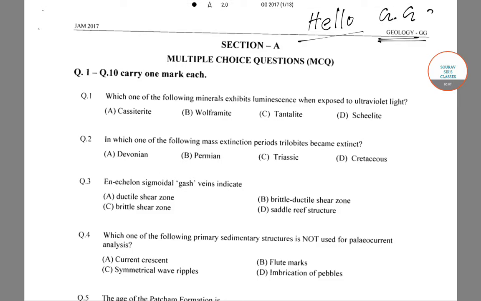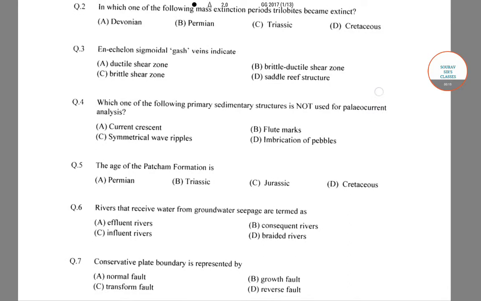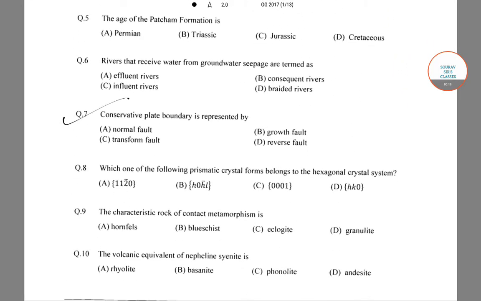And today we are discussing the JAM Geology 2017 paper. In this video we start the discussion from question number 7. What they said in question number 7: the conservative plate boundary is represented by which of these faults? Is it normal fault, transform fault, growth fault, reverse fault, or what? Okay, so let us discuss this question.